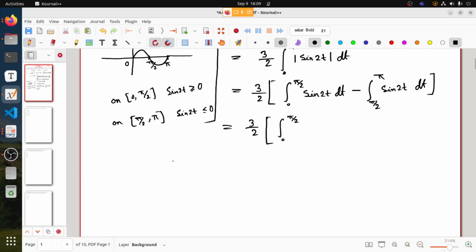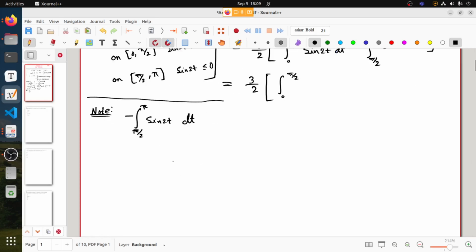Note that first we will evaluate this integral. You can see that this integral will be the same as this. So first look at this and note down this note here. What is this integral? The integral from pi by 2 to pi of sin 2t dt. So make the change of variable: put t equals pi by 2 plus s.